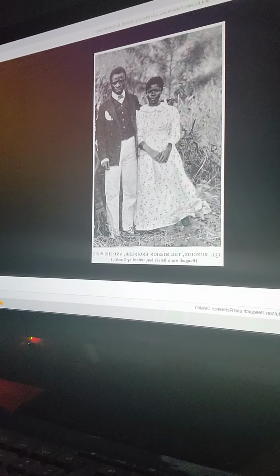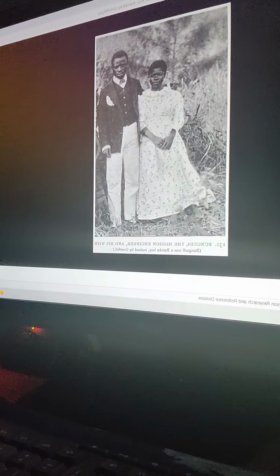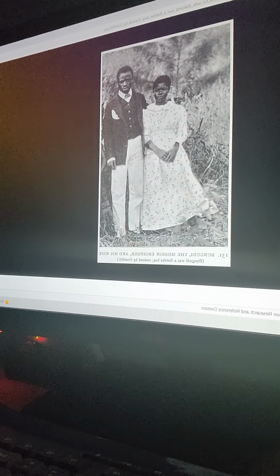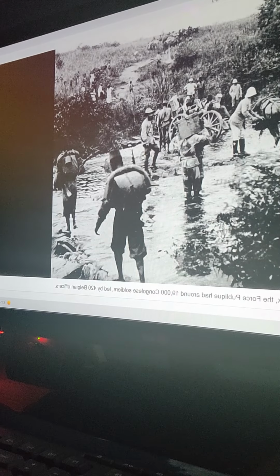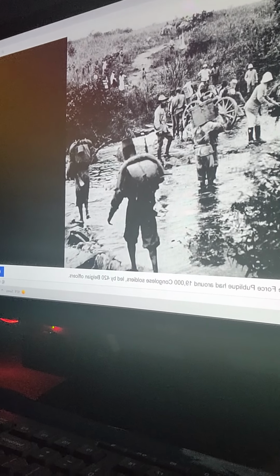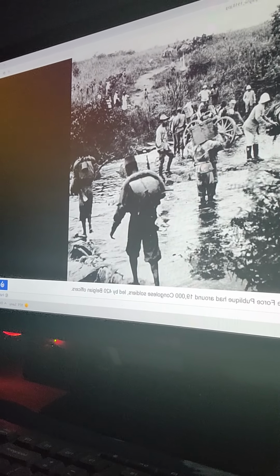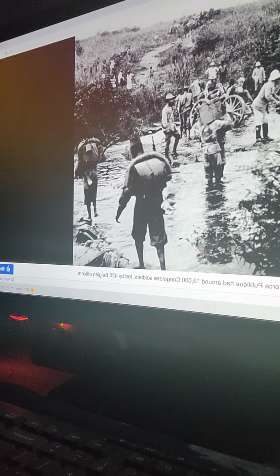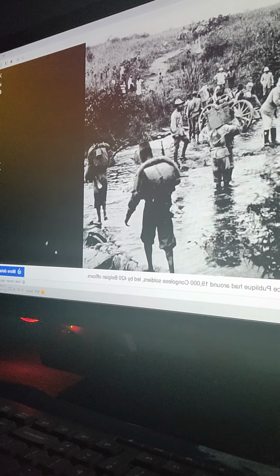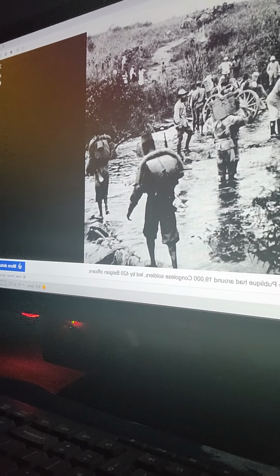However, the view of Leopold stationed a port in 1884. A 1928 photograph of a married Christian couple and forced portraits in Belgian Congo in 1918. At its peak in a forced portrait, about 19,000 Congolese soldiers led by 420 Belgian officers. Yes, that was controlled by Belgium.